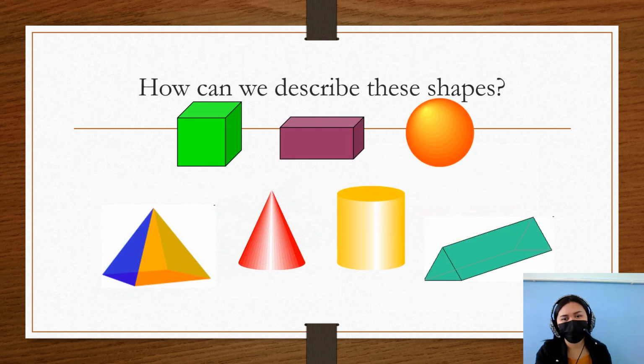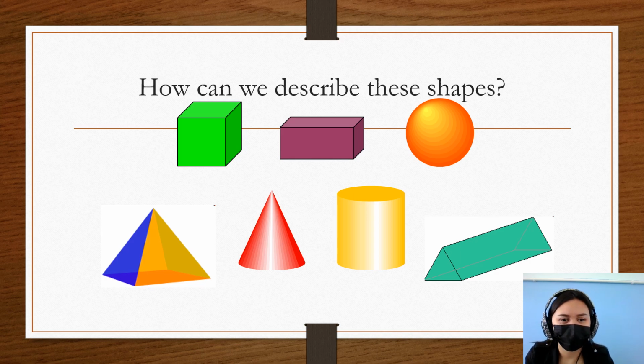Okay, how can we describe these shapes? These are all 3D, right? As we describe these shapes, they are 3D and they have faces, edges, and vertices. When you say 3D also, there are three things that we have to remember: height, width, and length. All of these shapes have all those three characteristics of 3D shapes.